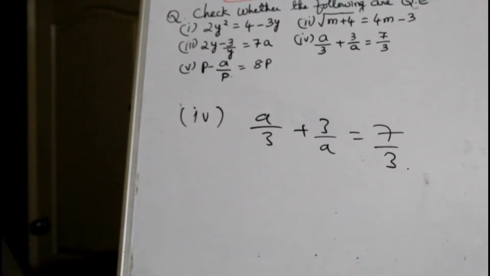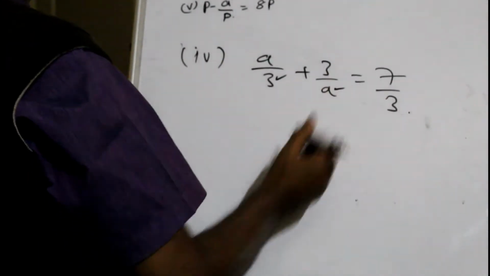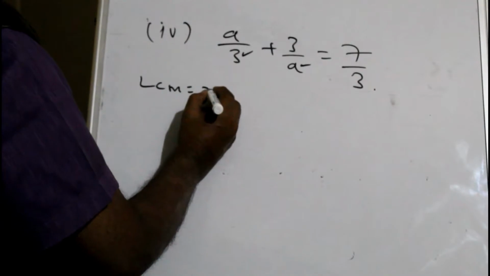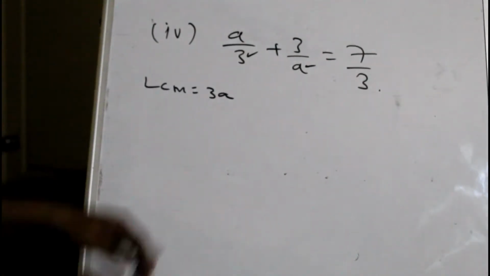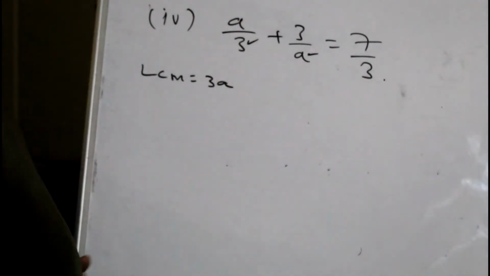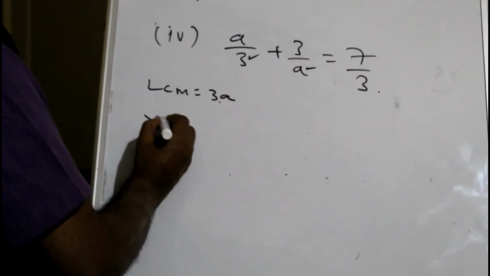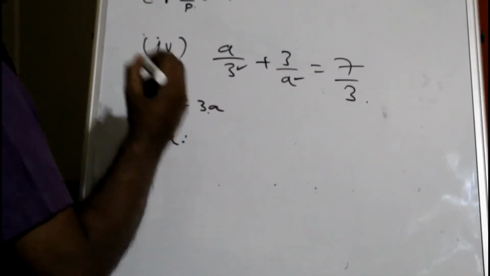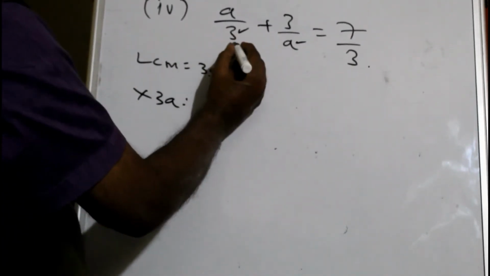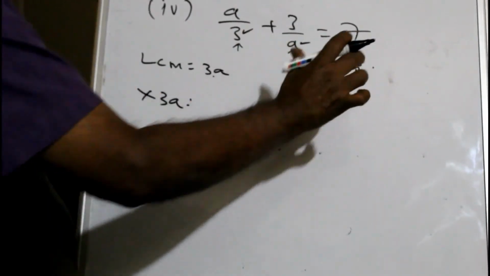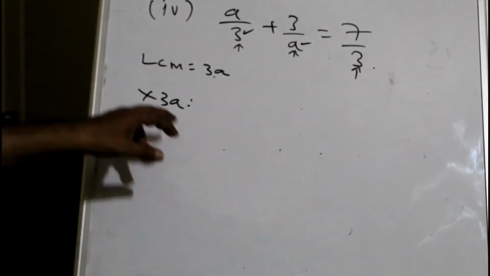Now look here, for 3 and a, the LCM is equal to 3a. If you want, you can take the LCM and then cross multiply. Another method is you can multiply the equation by 3a. Again, look here, this denominator 3a and 3 are really a headache. So to remove the denominator, you can multiply by the LCM also.